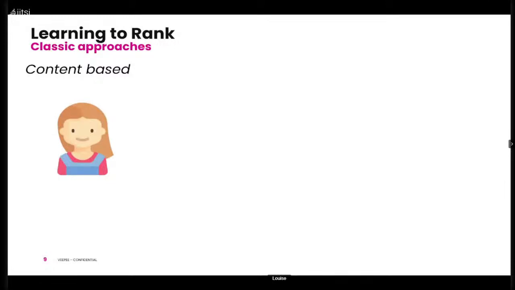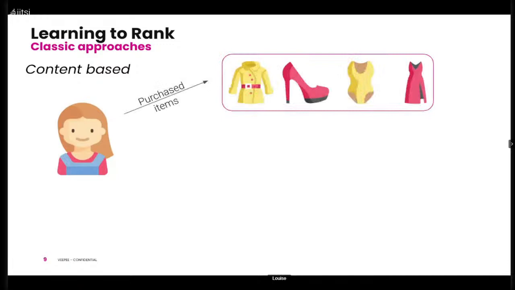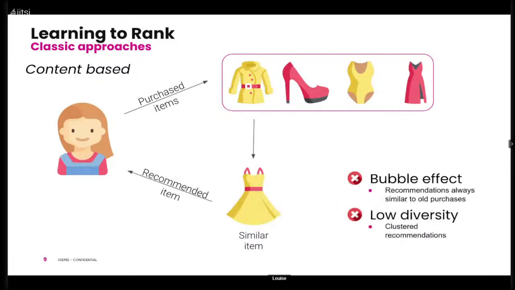So the first one is content-based. Imagine you have a customer. This customer has purchased this set of items. And we see that we have another item that is quite similar to the items that have been purchased in the past. So we can recommend this item directly to this customer. But here we have 2 different problems. The first one is the bubble effect. If we go for this approach, these recommendations are always similar to the old purchases. So there are no new discoveries for this customer. And the other issue is really low diversity. These recommendations are like clusters.